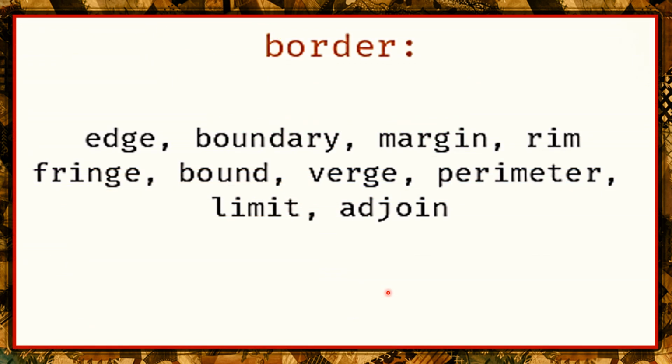Now, let's read the meaning of these words one by one. Border means edge, boundary, margin, rim, fringe, bound, verge, perimeter, limit, adjoin. So class, border is literally the place in between 2 places. Like for example, between Laos and Thailand, what is the place? Nong Khai. So Nong Khai is the border of Thailand and Laos because it is between Thailand and Laos.